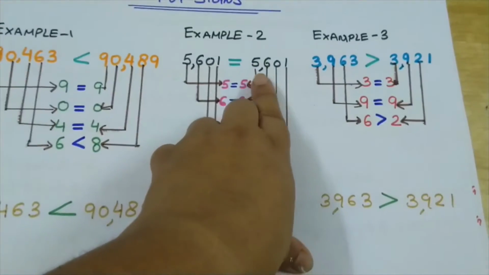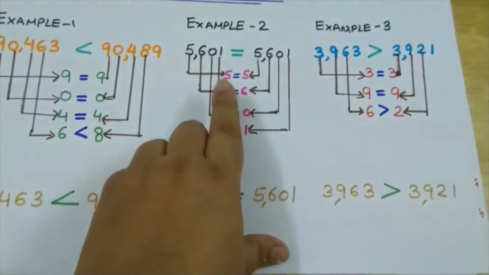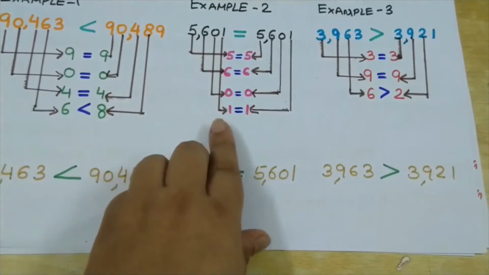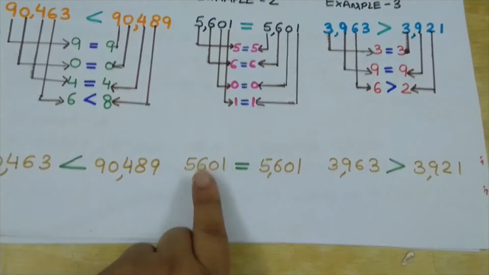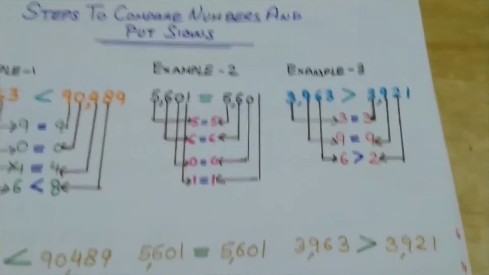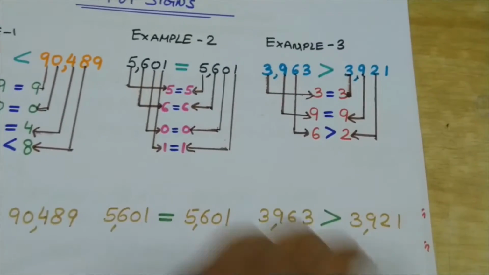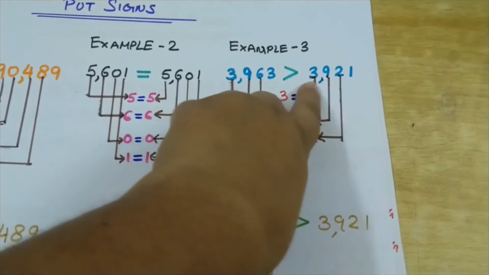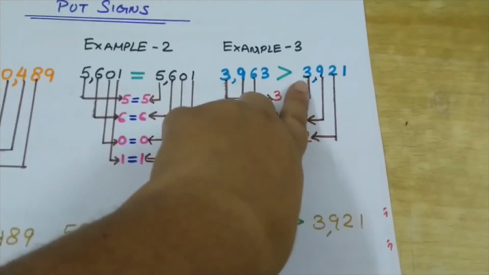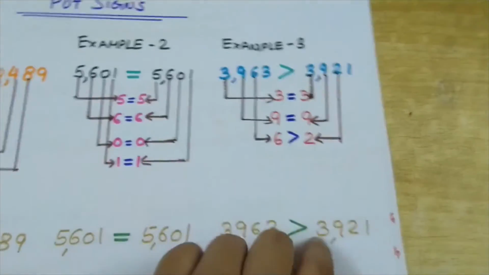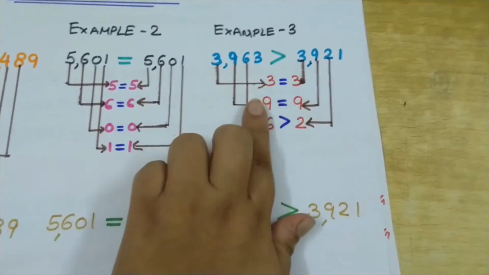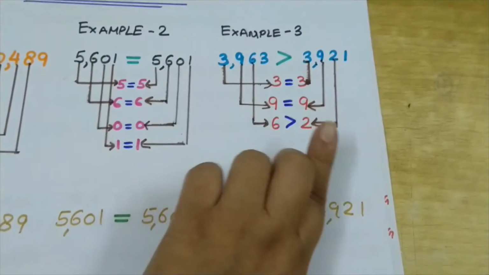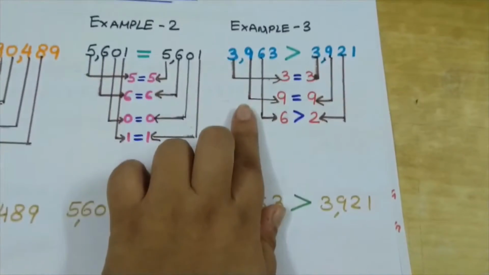5601 and 5601. Now we'll compare both the numbers. 55660011. So both numbers are equal. Now we'll talk about the third example. 3963 and 3921. So now we are comparing 339962. So which one is greater? Yes, children. Yes, this one is greater.